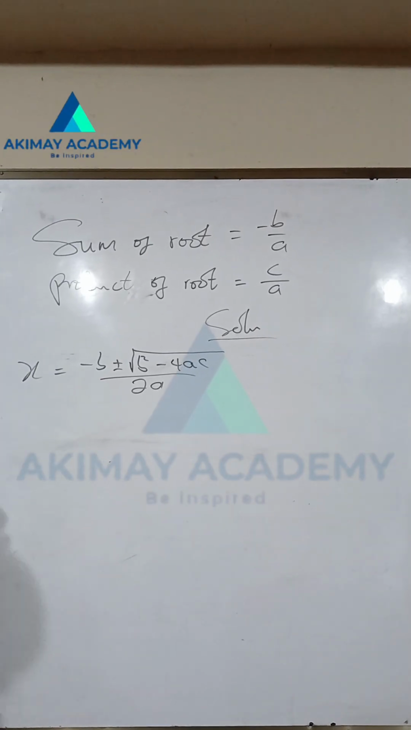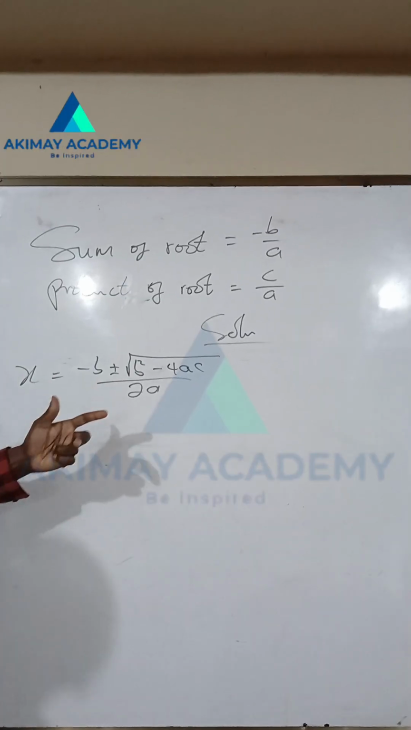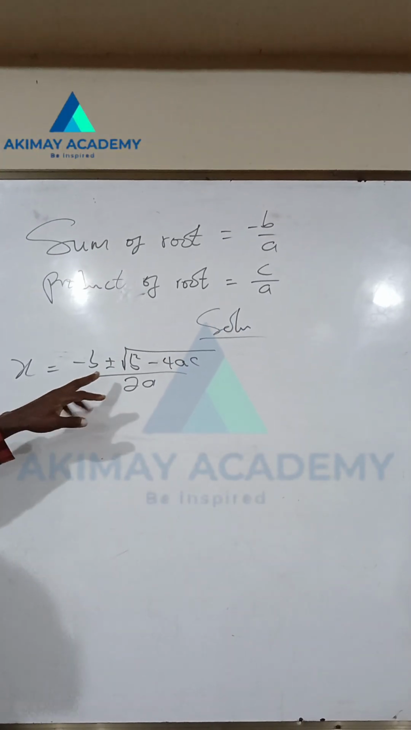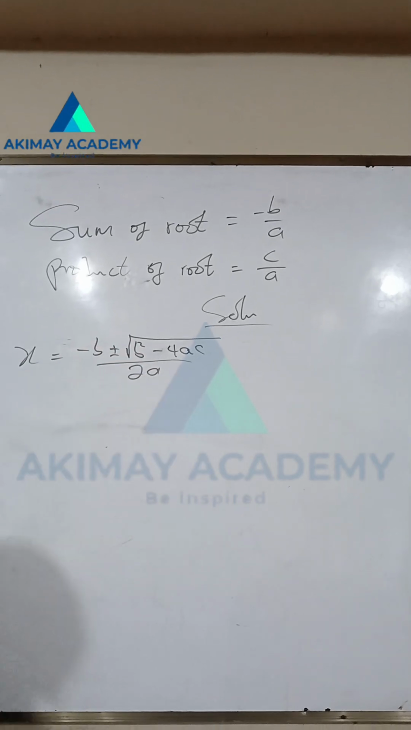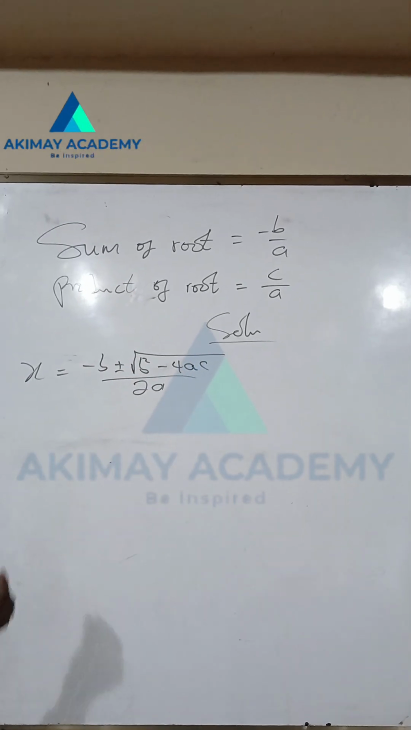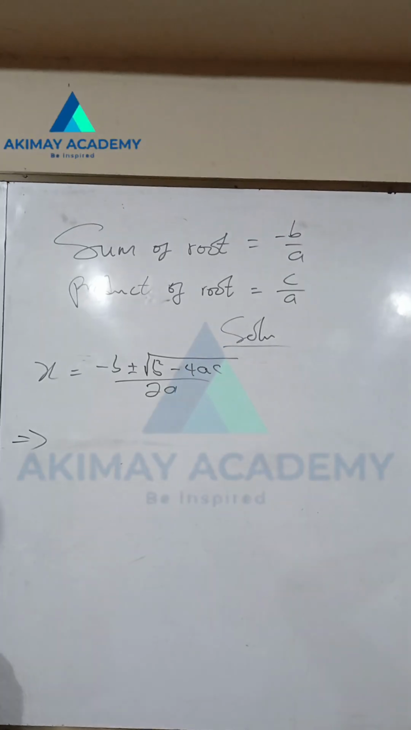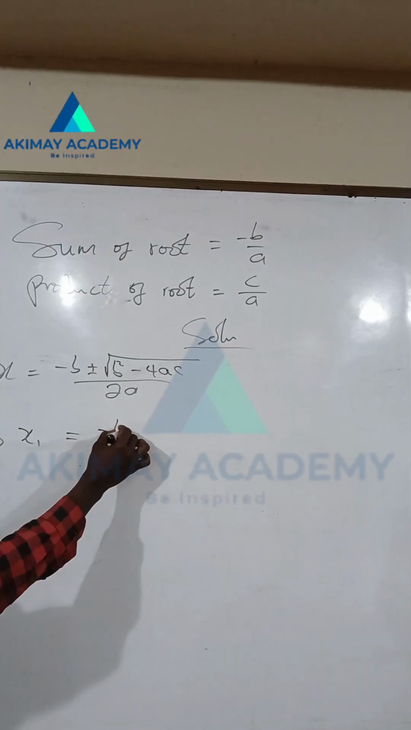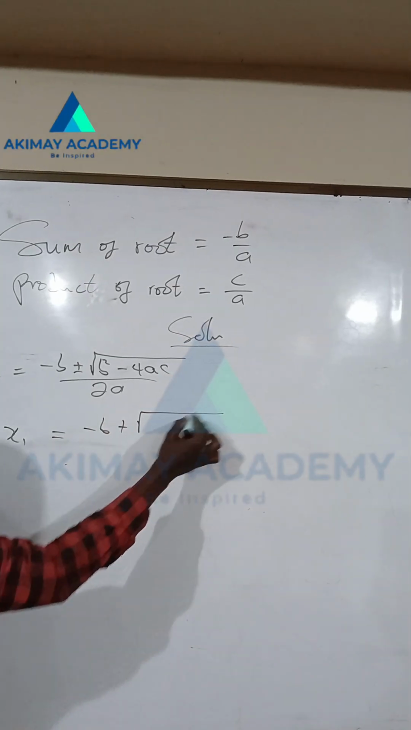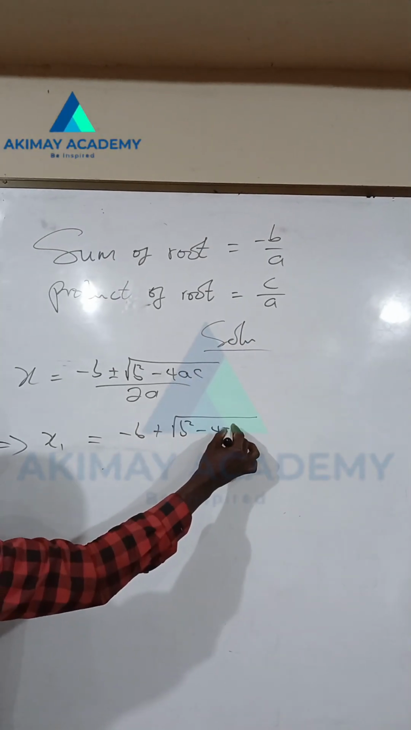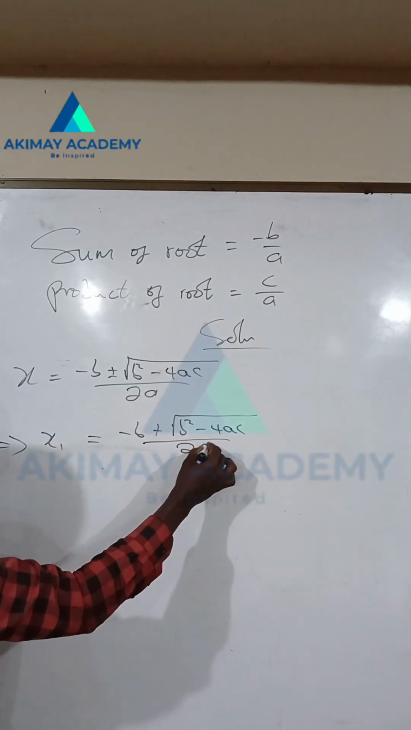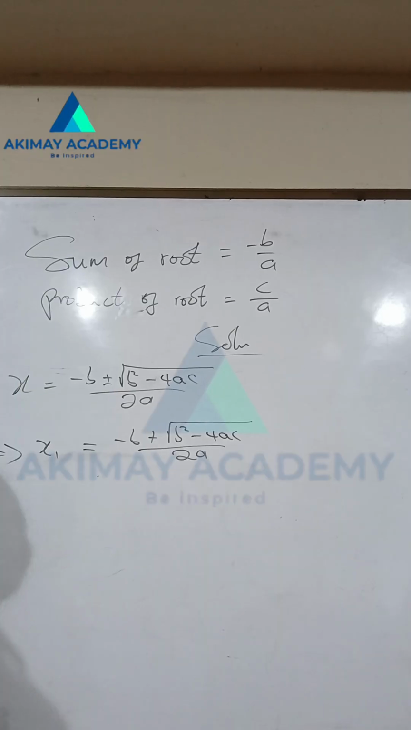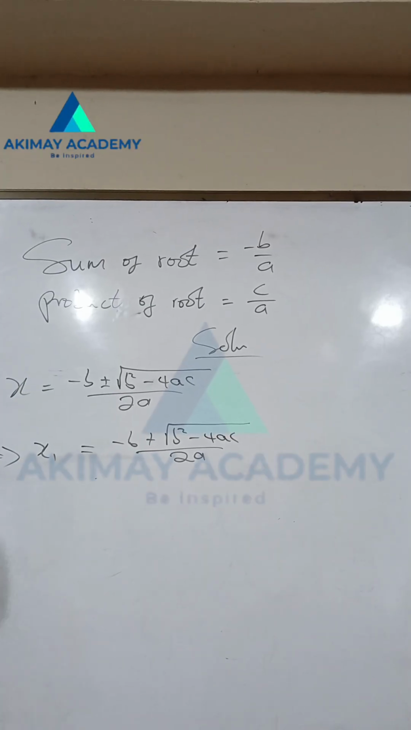So x1, let's say we take the positive sign, and x2 will take the negative sign. So this is the general formula, or the quadratic formula. Let's split it into two. So our x1 is minus b plus root of b squared minus 4ac, all over 2a.